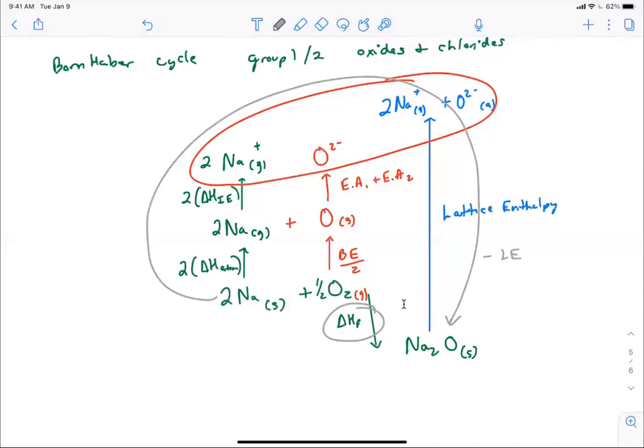And electron affinity can be positive or negative, so I wouldn't worry about that arrow as much, because you're still getting to the right point. You're still getting to this in the correct direction. So whether that's negative or positive, that doesn't really matter. But the lattice enthalpy, you are going in the wrong direction for that.